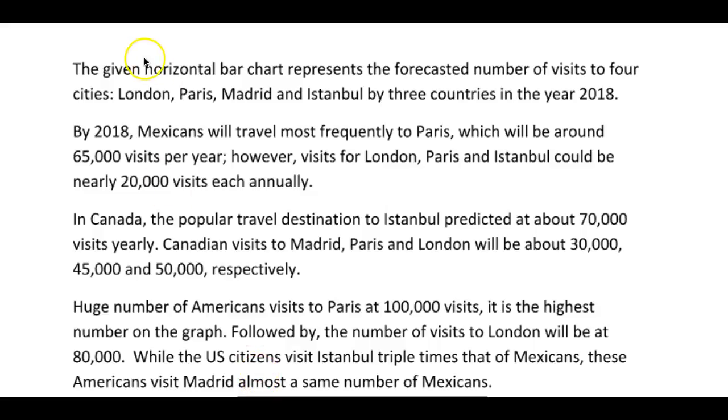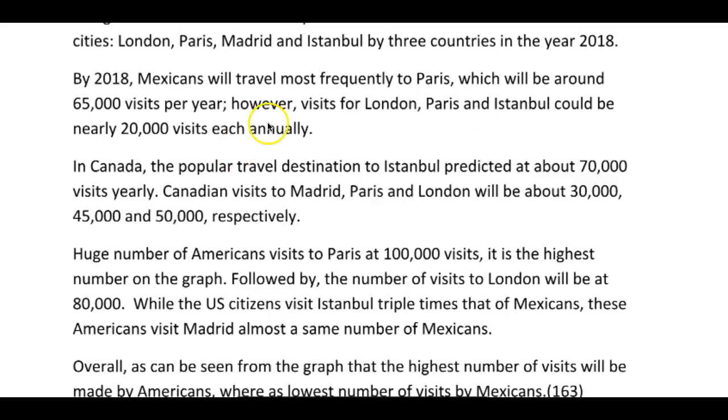Okay, so let's have a look. The horizon, we don't need given. The horizontal bar chart represents the forecasted number of visits to four cities, London, Paris, Madrid, and Istanbul, by three countries in the year 2018. Excellent. By 2018, Mexicans will travel most frequently to Paris, which will be around 65,000 visits per year. However, visits for London, Paris, and Istanbul could be nearly 20,000 visits each annually.